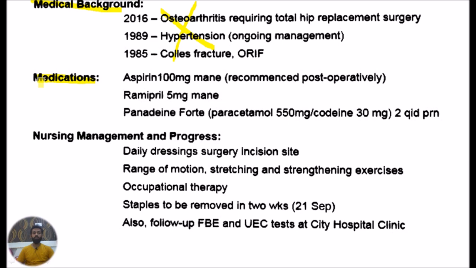After the operation on 4th September, which medications were given? This is very important. We will include this information in the second paragraph of our letter. Aspirin was given post-operatively. Ramipril was given, and Panadine 4 was given. If you read the medical background, you can check that there is hypertension and the patient is on ongoing medication. So the patient is taking Ramipril for hypertension. This is an ACE inhibitor, and we recommended aspirin and Panadine 4 for pain relief after the operation.